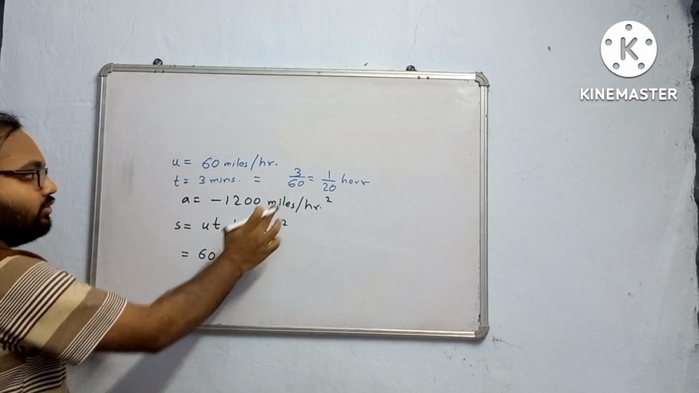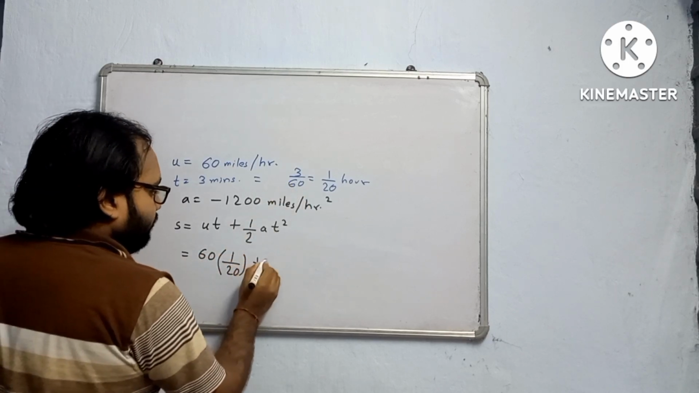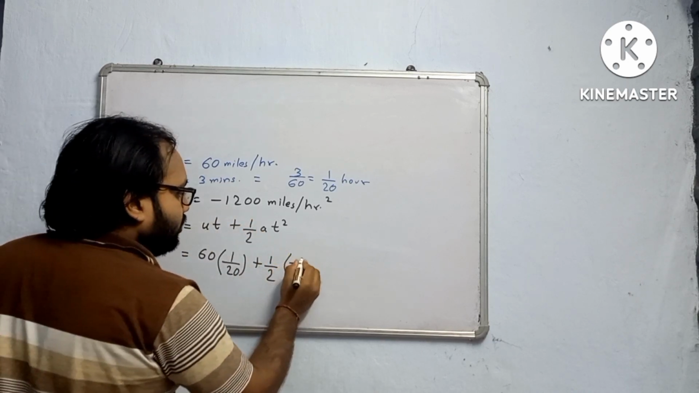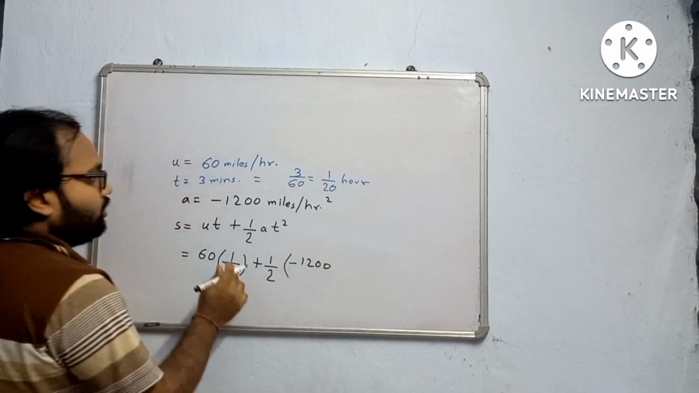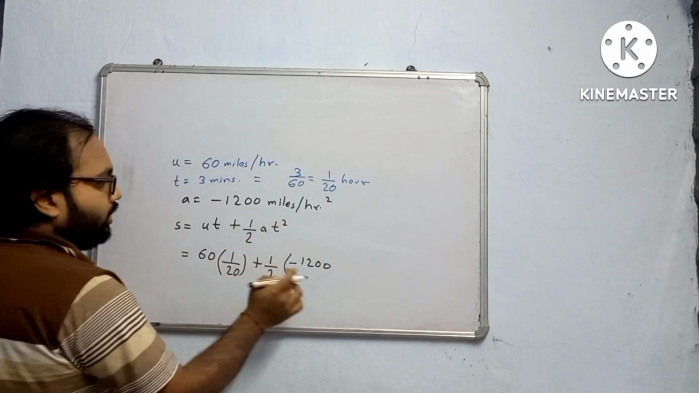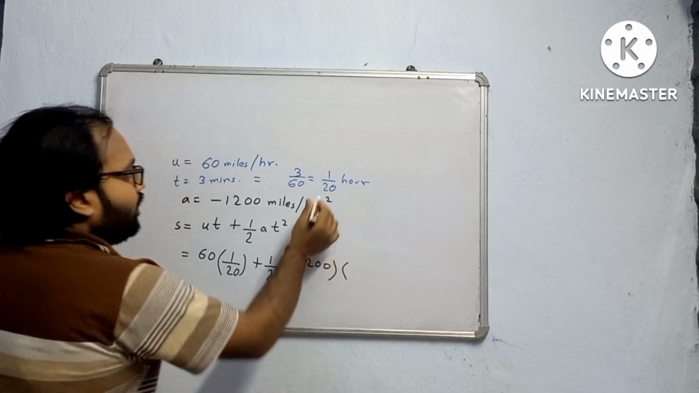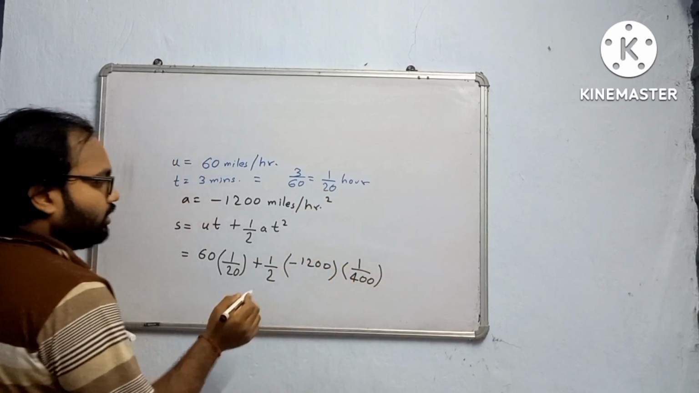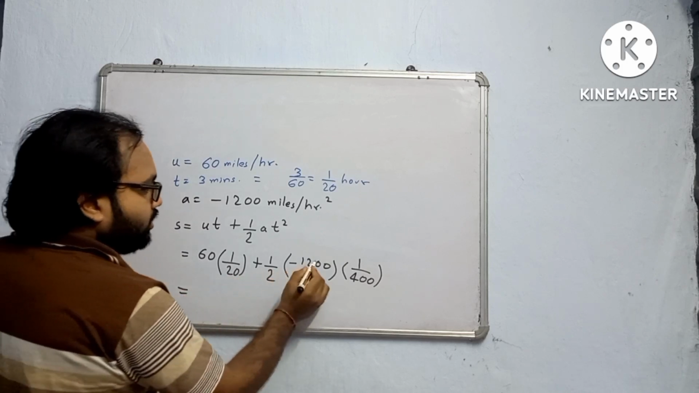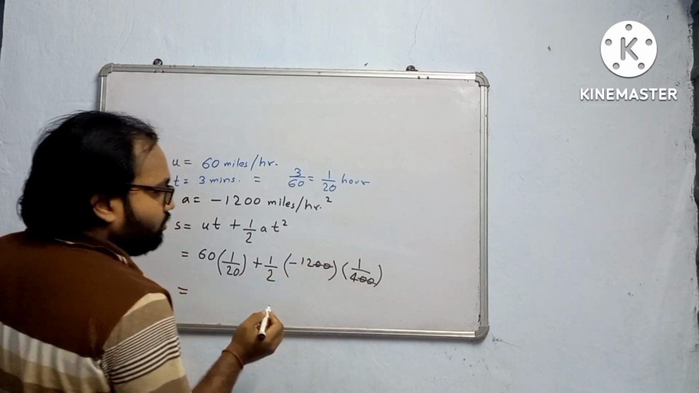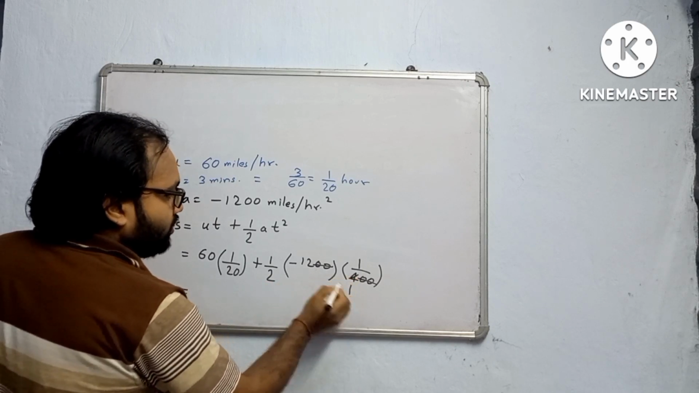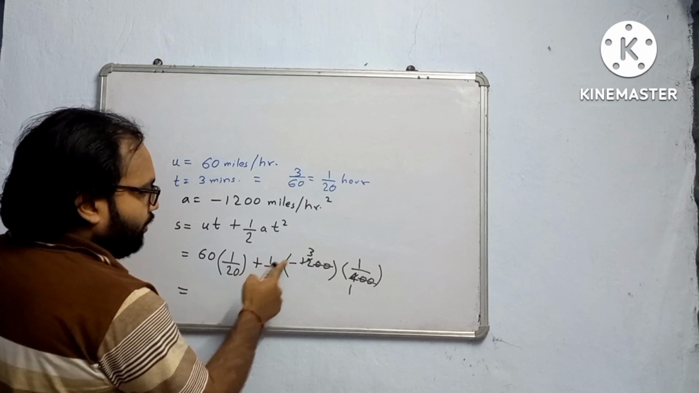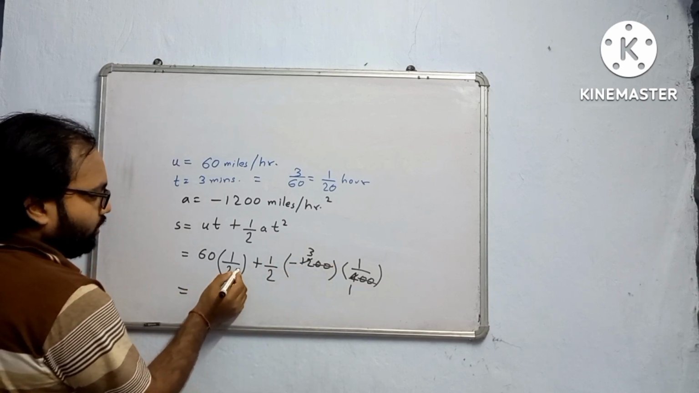The retardation was given for 1 by 20 hour, plus half. Acceleration we got minus 1200 miles per hour square into t square. Time square, 1 by 20 square is 1 by 400. Let us solve this to get the distance. 20 into 20, 4 1s are 4, 4 3s are 12. Now this will become minus 3 by 2, and here it will also get cancelled.